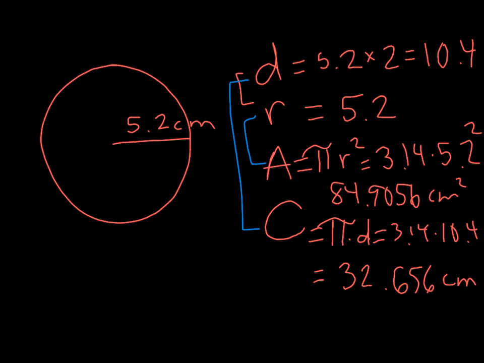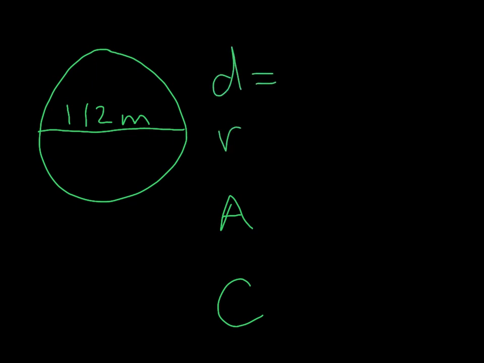So I'm going to clear this off. And let's do one more problem together. So this time, I'm going to choose green for my circle. This time, I'm going to have them give me the diameter. So this time, the diameter is going to be 112 meters. So I still start with my C, A, R, D. And I label what they give me, which is 112 meters, and I should have labeled the last one, too.